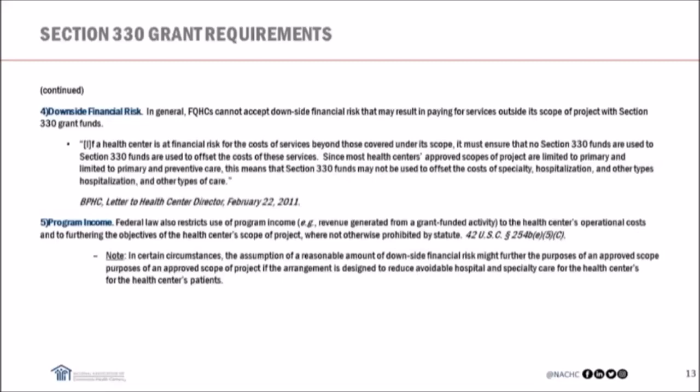So to recap, you cannot use your grant funds to pay for any kinds of losses in any kind of downside risk arrangement that relate to services that fall outside your scope of project. In contrast, you would be allowed to use some of your program income. That is, program income is that revenue, that third-party revenue generated based on operating your health center, to bear some of the downside risk if it furthers the purposes of your project. So, sort of a complicated answer there, but that's really the underpinning that allows a health center to bear downside risk, and it explains what income you can use to pay for that downside risk.